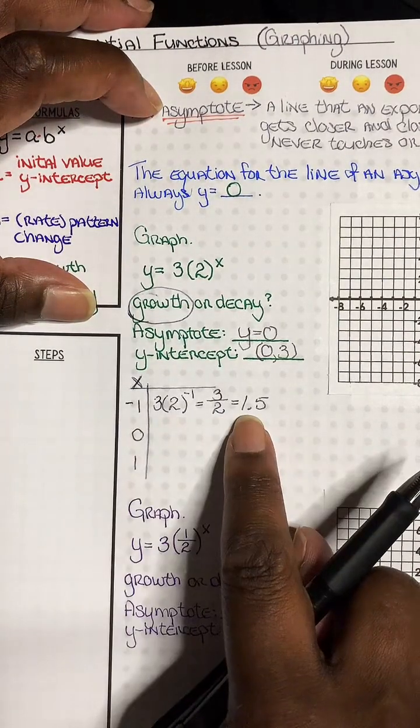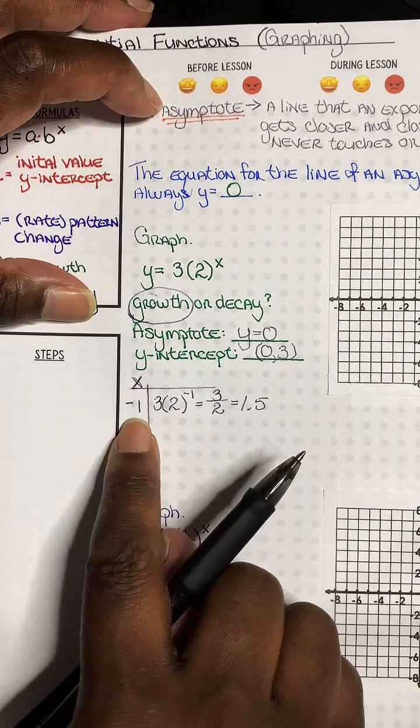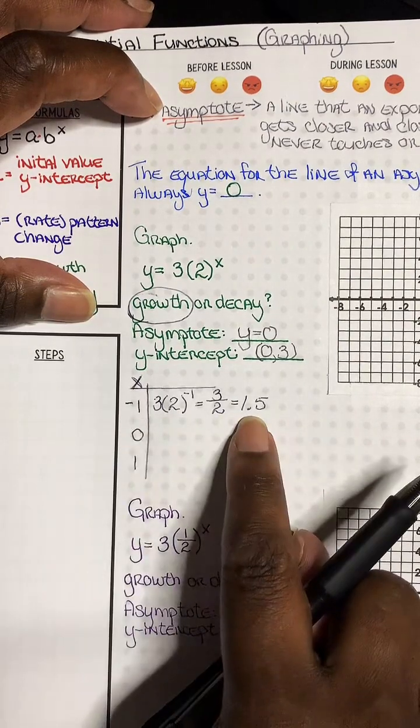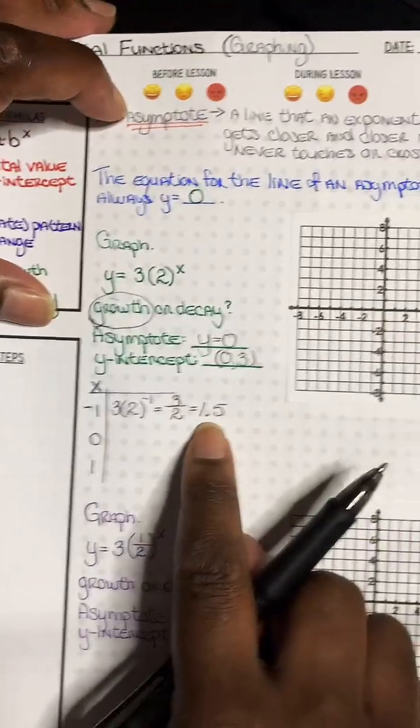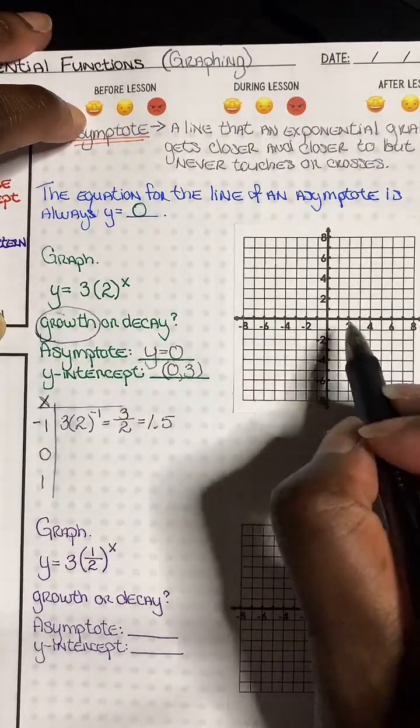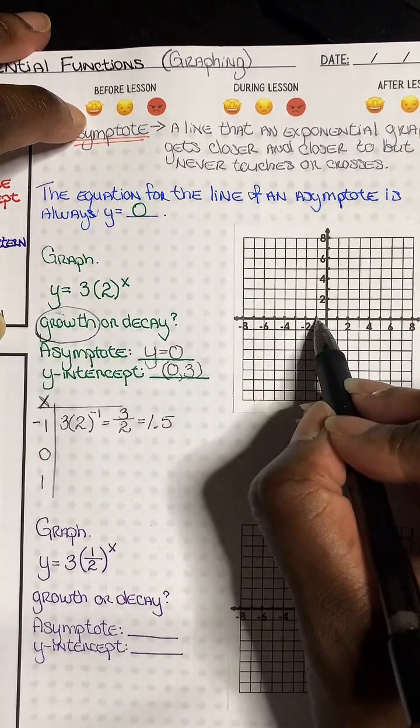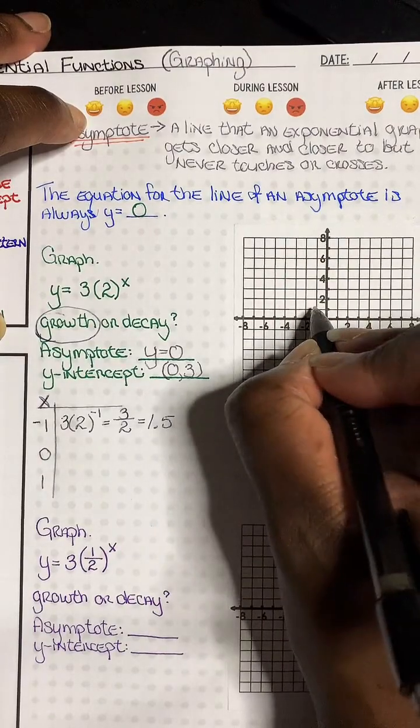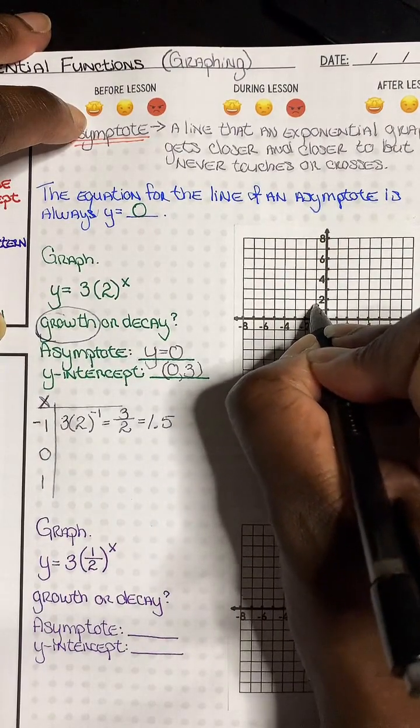So what we found is an ordered pair. The x value is -1 and the y value is 1.5. So here we go. Here's -1, here's 1, and 0.5 right smack in the middle.